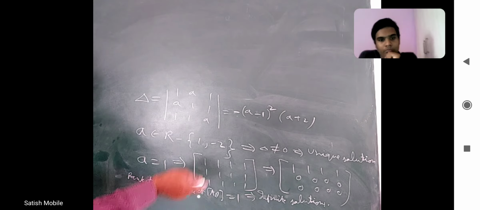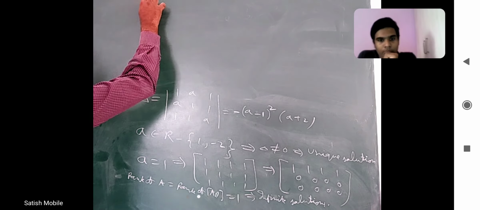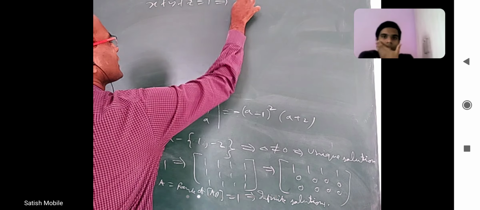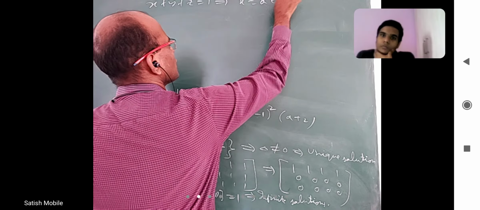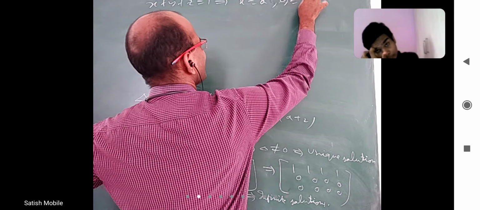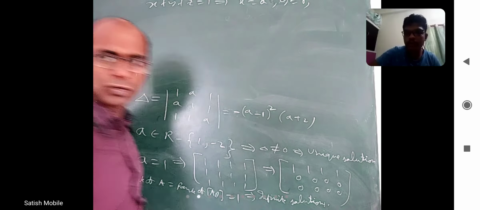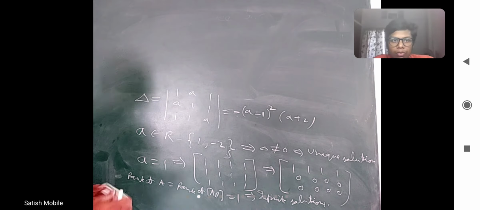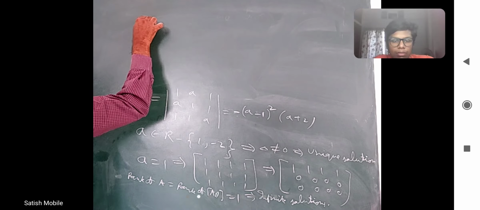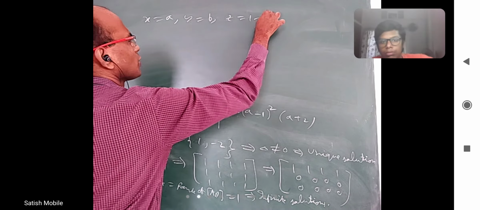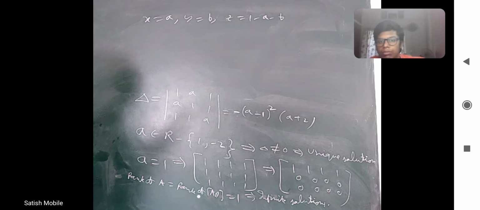Okay, somebody may ask, what are those infinite solutions? We know x plus y plus z equal to 1. You can take x equal to a real number, and y equal to b, anything you can take. I'll take x equal to a, y equal to b, and z equal to 1 minus a minus b, and a and b you take anything, I don't care.